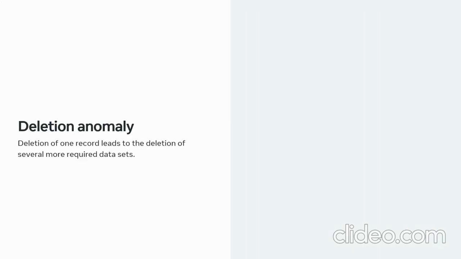Updating data in one column requires updates in multiple others. Next, let's review the final challenge, deletion anomaly. A deletion anomaly is when the deletion of a record of data causes the deletion of more than one set of data required in the database.